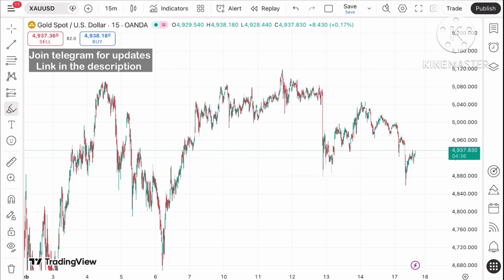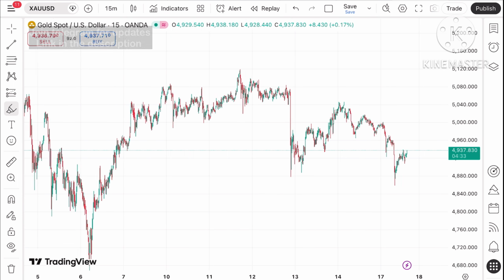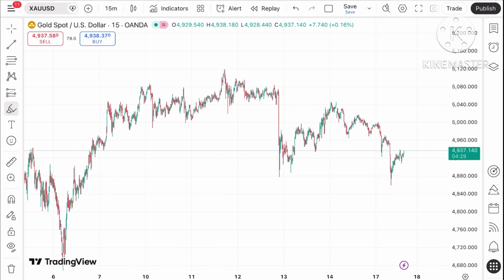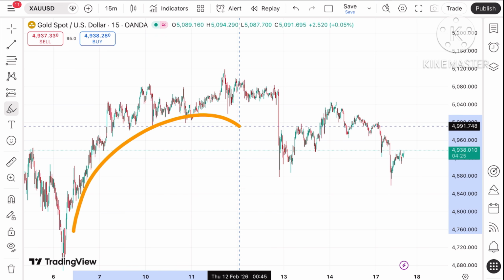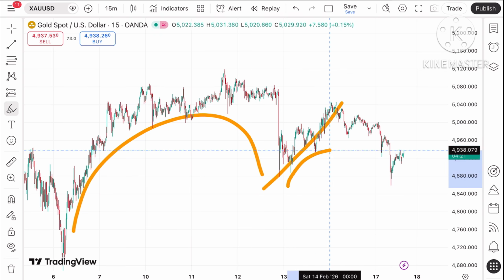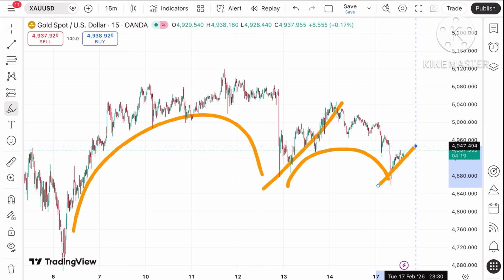If you look at this particular chart of gold, gold is trading around $4937.140. Okay, and if you see this particular pattern, there is a clear U pattern that has formed. After that, there is an upside. A clear U pattern has formed, and then there is an upside.